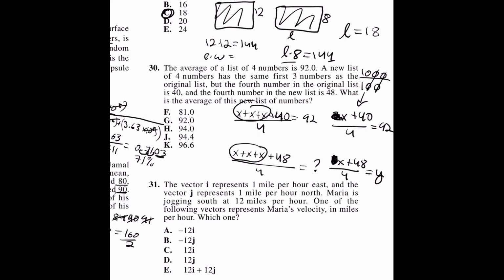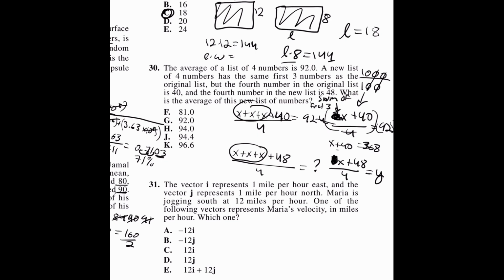So let's figure out what x is, basically the sum of those first three numbers. This is the sum of the first three numbers, okay? So that's what we're going to figure out. To do that, I have to multiply by 4 on both sides. So 92 times 4 is 368, so x plus 40 equals 368.